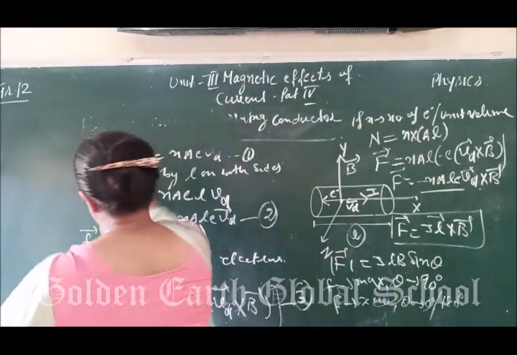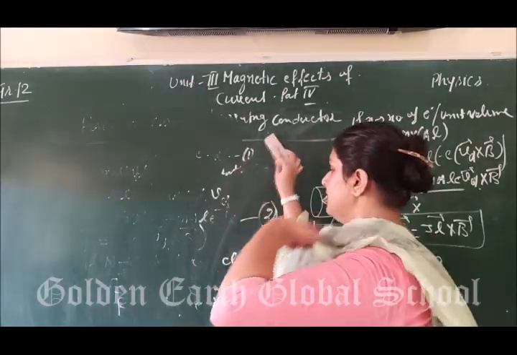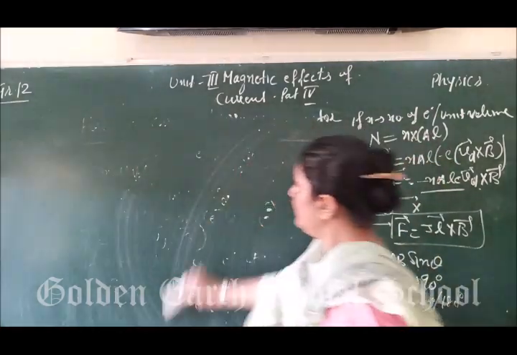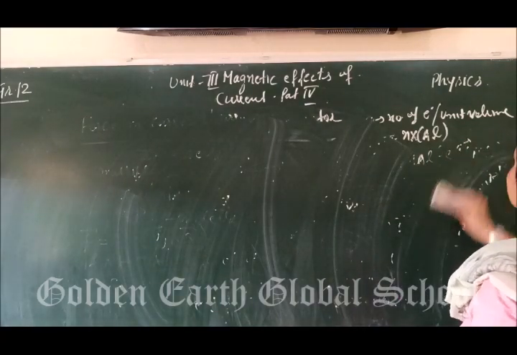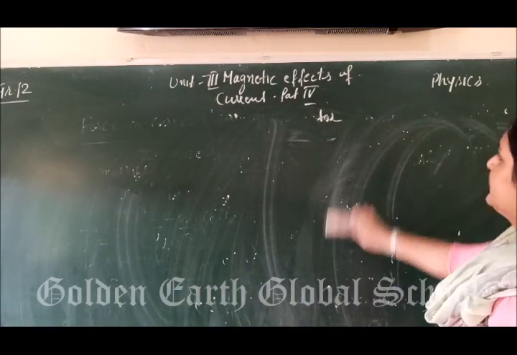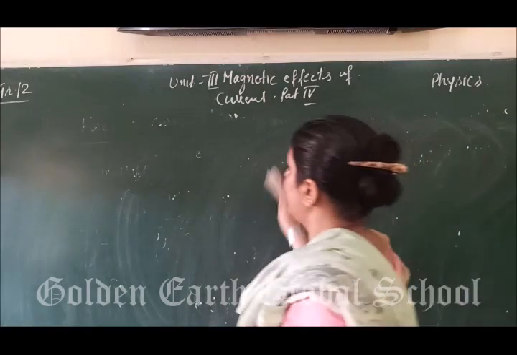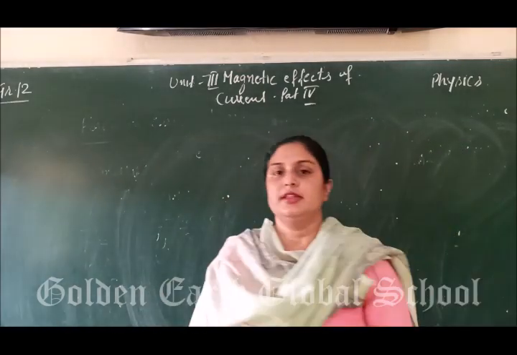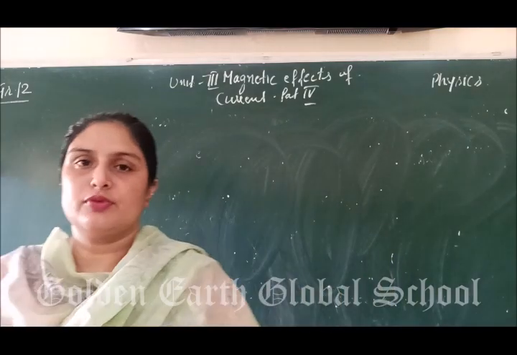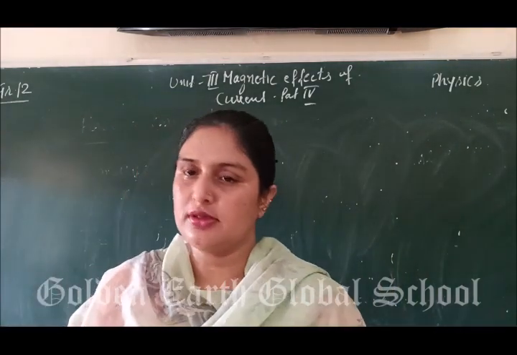Now next, we have to calculate the force between two parallel current carrying conductors. Here we have discussed the single current carrying conductor. Next we have two straight current carrying conductors. These are placed parallel and we have to calculate the force between them.